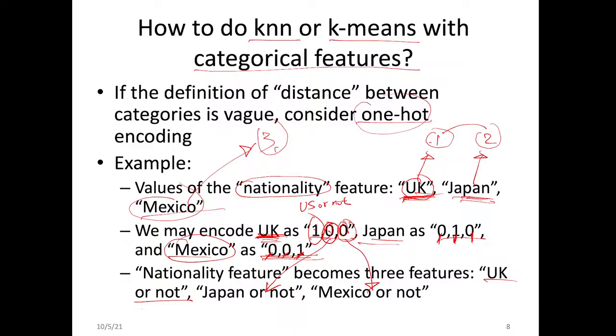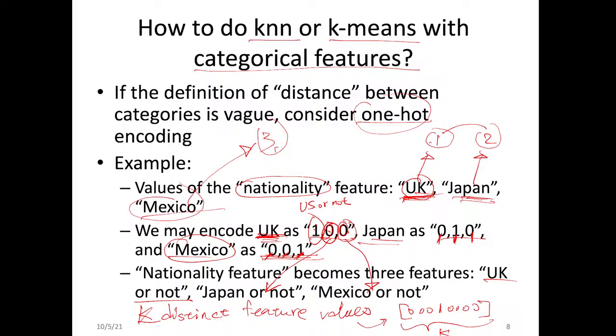If you have a categorical feature that has K distinct feature values, then we could convert this feature to a vector with length K. Most of them will be 0, and only one of them will be 1. Okay, that's one-hot encoding.